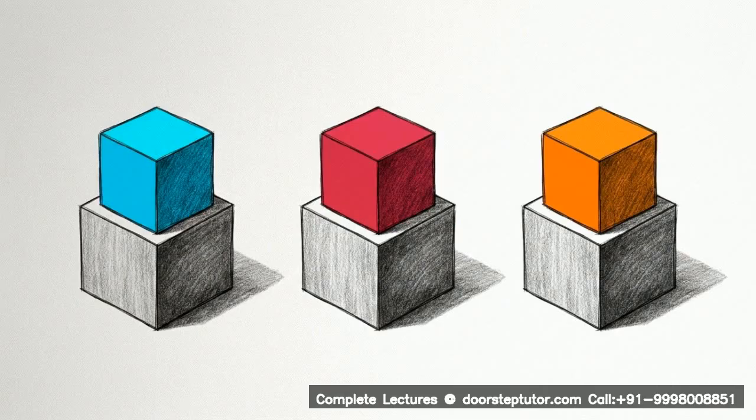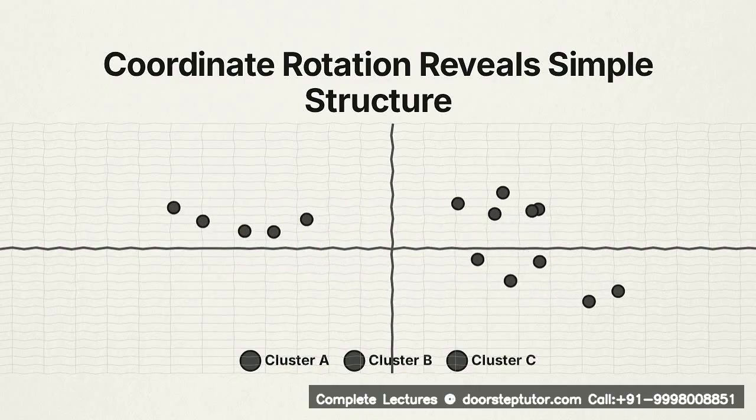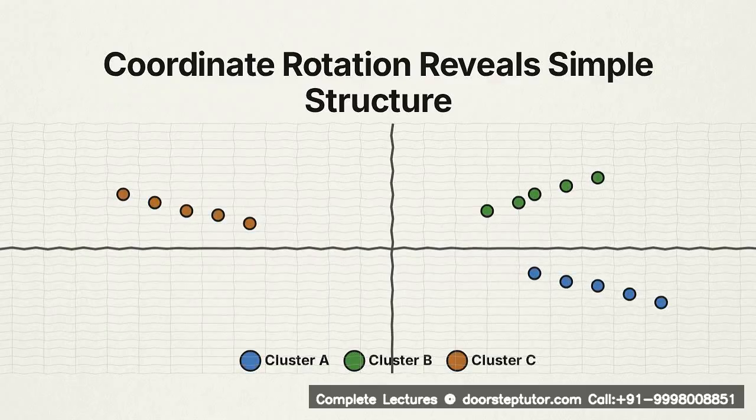The entire point of rotating your data is to achieve a mathematical state known as simple structure. This visual shows what that looks like. Simple structure happens when specific variables load strongly onto specific factors, grouping into distinct clusters. Ideally, every variable is driven by one main factor, and every factor drives at least 3 distinct variables.